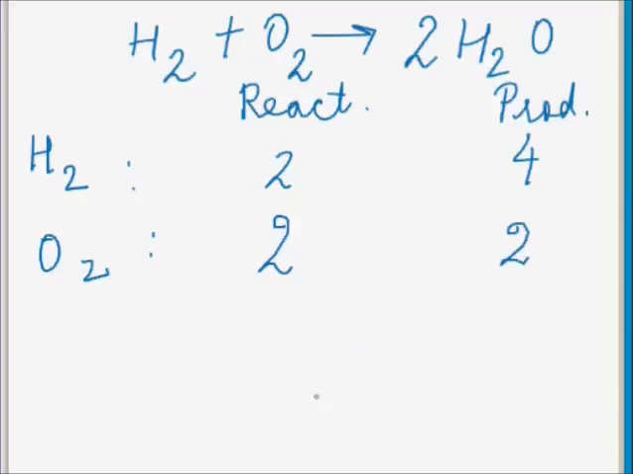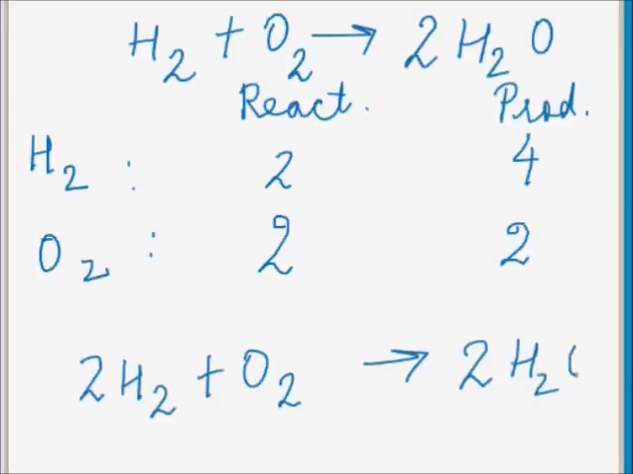So the number of oxygen atoms has become equal, but the number of hydrogen atoms has become unequal. To have 4 hydrogen atoms on left hand side, we have to multiply hydrogen by 2 and write 2H2. So our equation will become 2H2 plus O2. It will give 2H2O. Now by counting the number of hydrogen and oxygen atoms, we can easily say that this equation is a balanced chemical equation. Now let us take some more examples, and after that we will be able to balance an equation in just one step. So let us take another example.